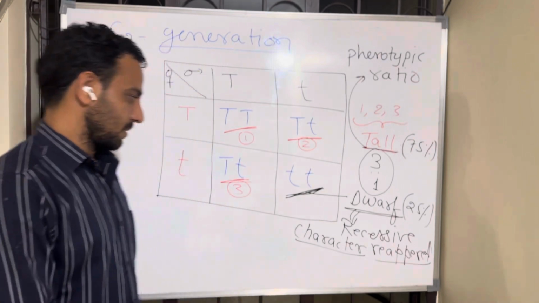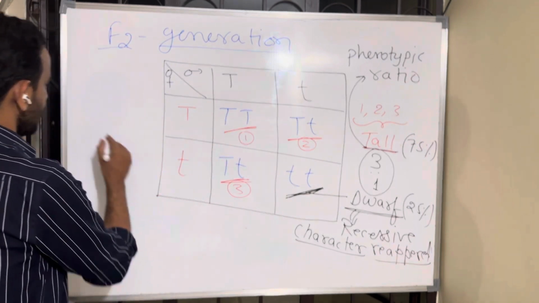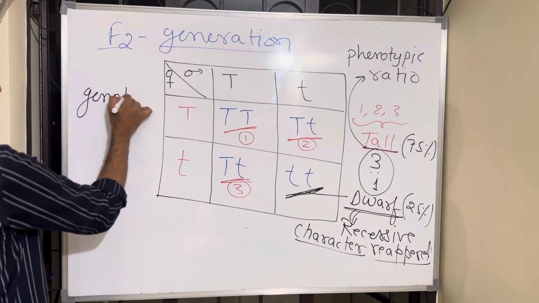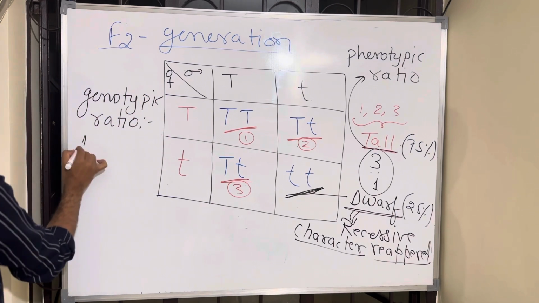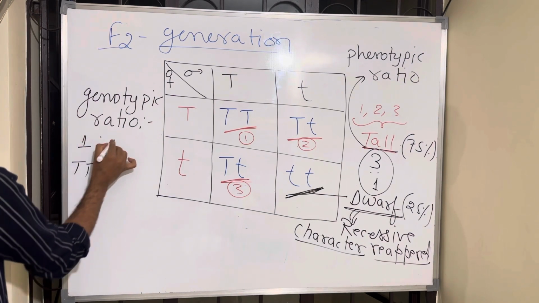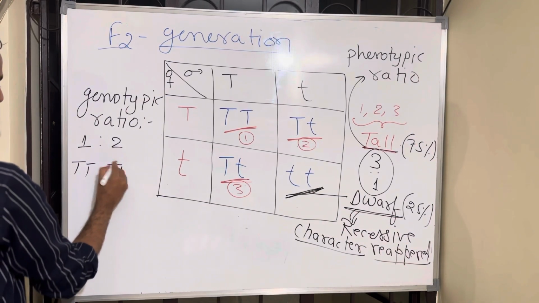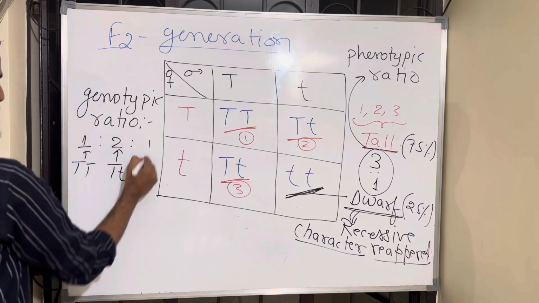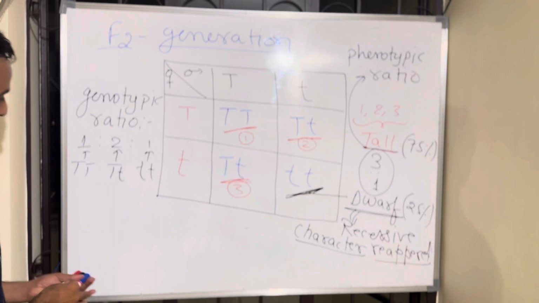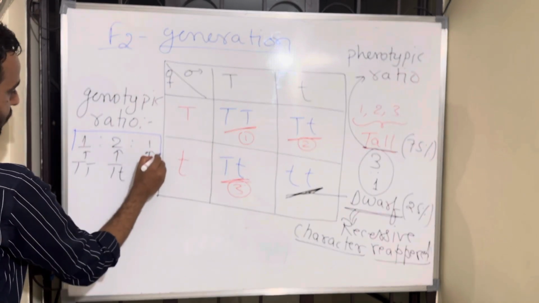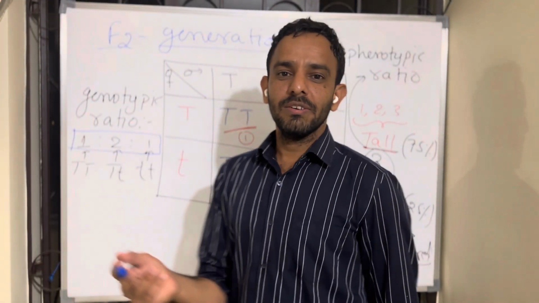Now listen here. When we talk about the genotypic ratio, what is there in it? One type of genotype is capital T, capital T. Then two are what type of plants? Capital T, small t. And another one is small t, small t. So what is the genotypic ratio here? The genotypic ratio is 1:2:1, isn't it? Now, you need not memorize these by heart.